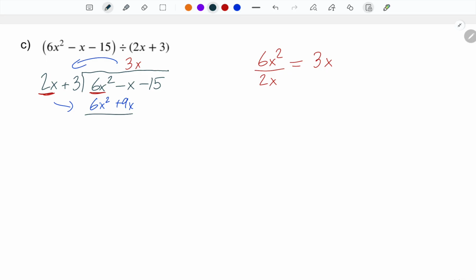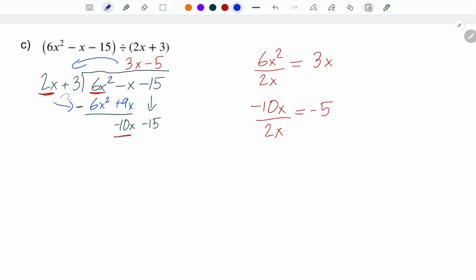And so if we subtract that, 6x squareds cancel. Negative x minus 9x is going to be negative 10x. Bring down the 15. And then repeat. What's in front? Well, we have a negative 10x in front, so let's just write that down to the side. Divide that by 2x. Negative 10 divided by 2 is a negative 5, and the x's disappear, so it's just minus 5 like that. So we have 3x minus 5.